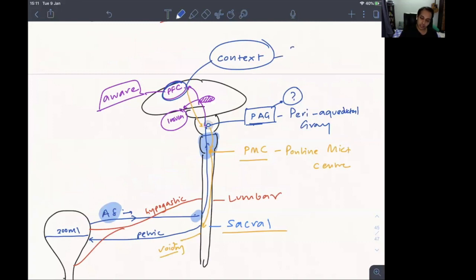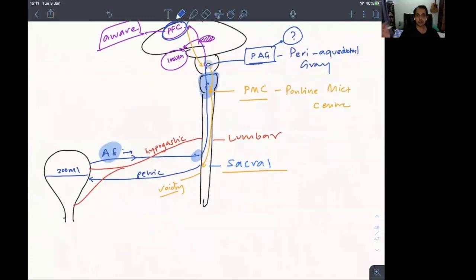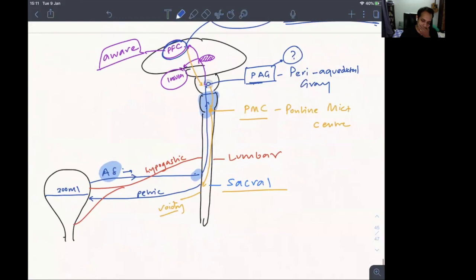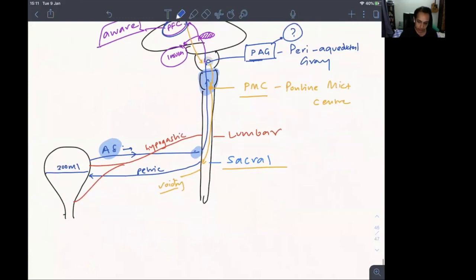So it is the frontal lobe that decides on social inhibition. So if you are in front of other people, you should not void your bladder. So your PFC tells the PAG to not allow the voiding to happen. And so the command, instead of going to the parasympathetic, will now go to the sympathetic area. And so voiding will not happen. Okay. Now, this is the basic neuroanatomy of the bladder.